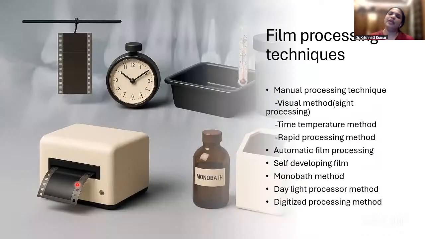So before going into the manual processing, we will describe, as there was a question to enumerate the film processing techniques. The film processing techniques include the manual processing technique, which includes the visual method, time temperature method, rapid processing method. Then there is the automatic film processing method, self-developing film, monobath method, daylight processor method, and digitized processing method. Among these, again, automatic film processing itself is a very important short note.